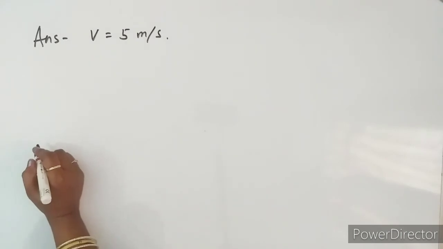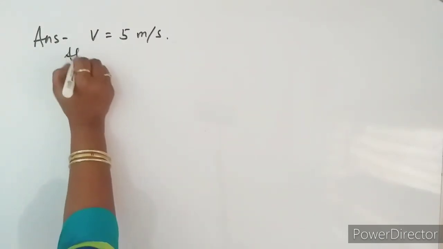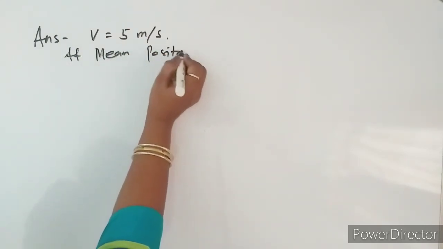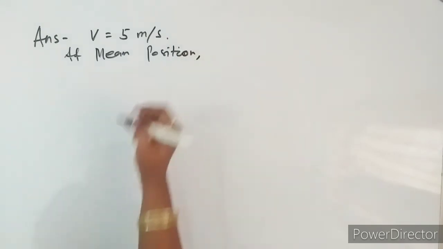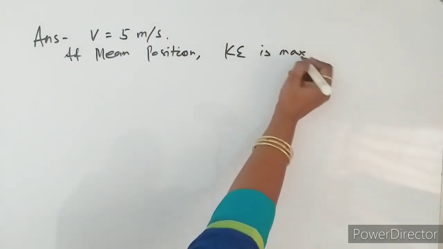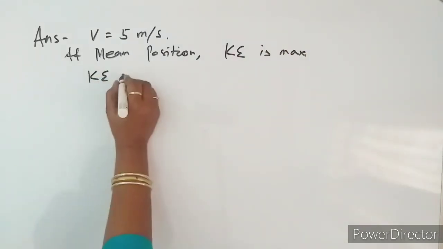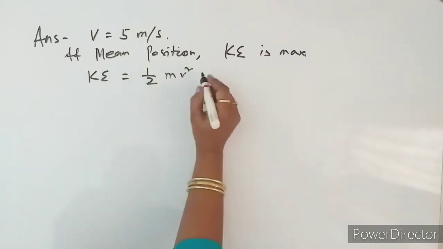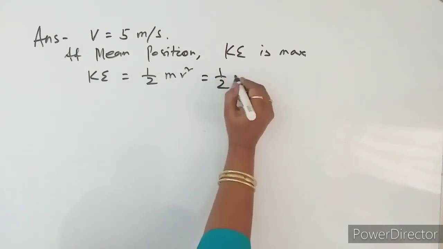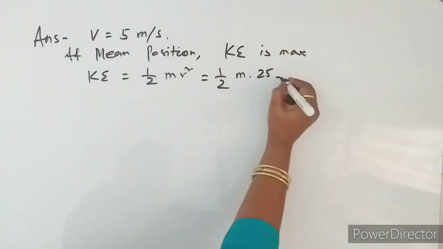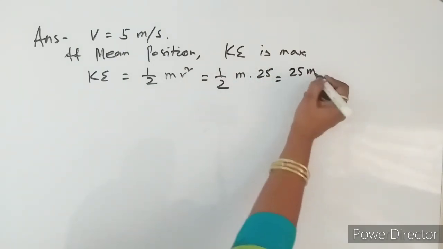Okay, so when it is at the mean position, which energy is maximum? At the mean position, kinetic energy is maximum. Now let us write kinetic energy equals half mv square. Here the mass m we don't know, let it be. v square equals 25. So we are getting 25 m by 2.